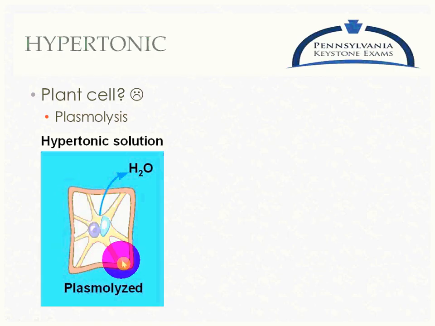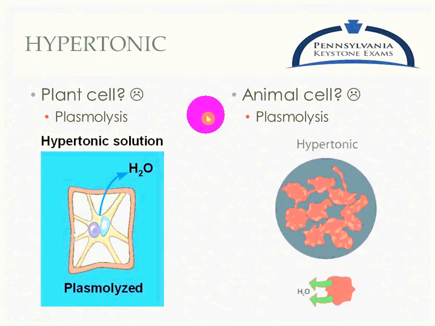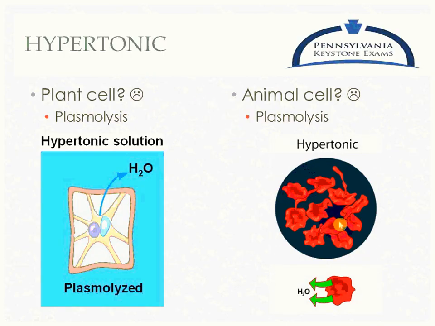The cell membrane is collapsing in on itself because it's losing all of that liquid. Frowny face, this is not good. The exact same thing happens in an animal cell. So these are red blood cells. Instead of having their normal donut shape, all the water is leaving them. They get all shriveled and crinkly, and it's not that good. So in this case, neither a plant cell nor an animal cell wants to be in a hypertonic environment.